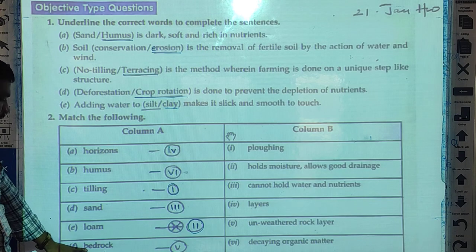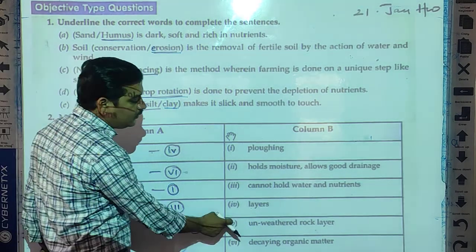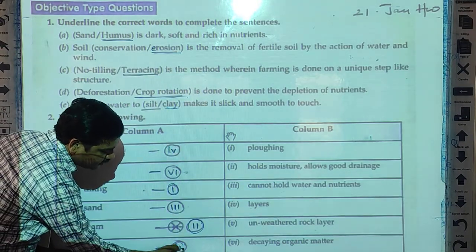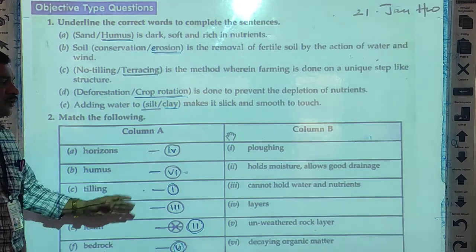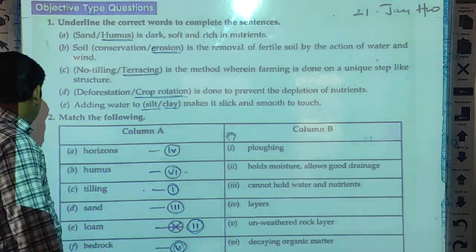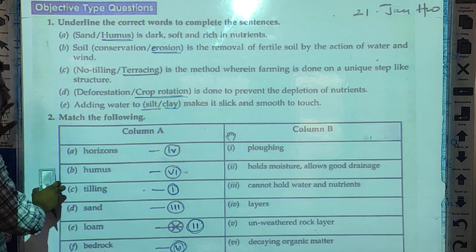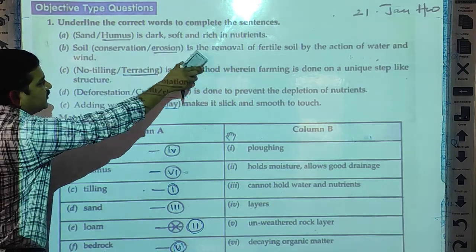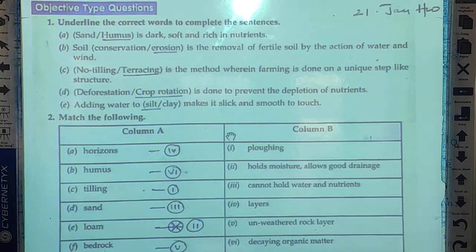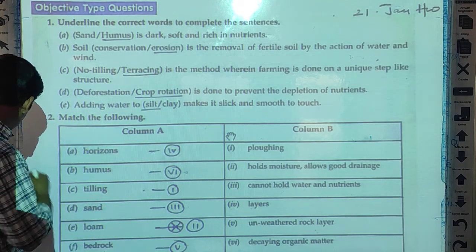Then bedrock. Bedrock is what, student? Bedrock is unweathered rock layer. So option number 5 you can write. Okay student? This way you can solve the match the following. Now we will go to the next question. So you can take these answers, students.